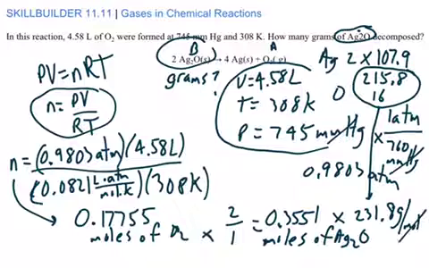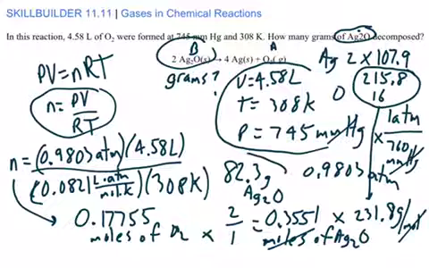Now remember, to go from moles to mass, you're going to multiply by the molar mass, which is 231.8 grams per mole. That'll cancel. And our answer, our mass, in 3 significant digits, is going to be 82.3 grams of Ag2O, and that will be our answer for this one.